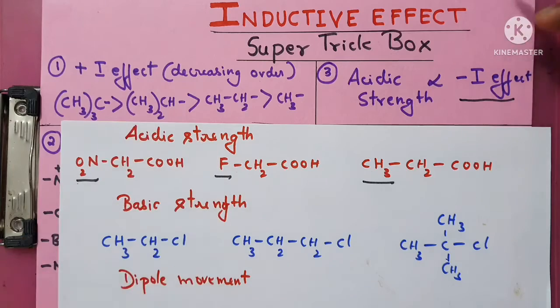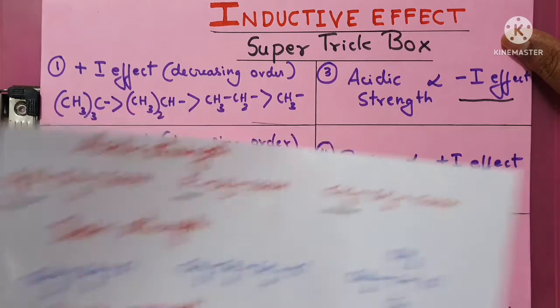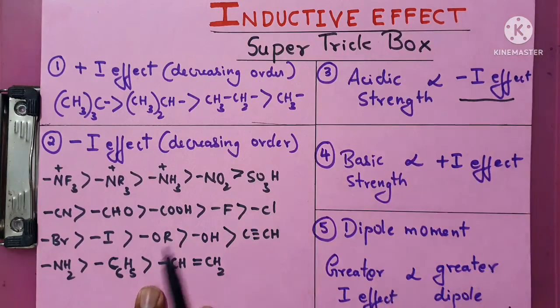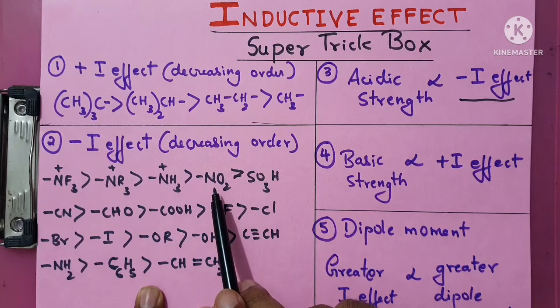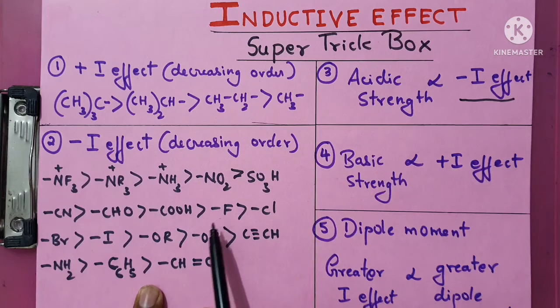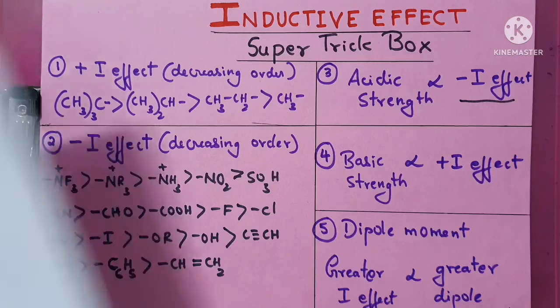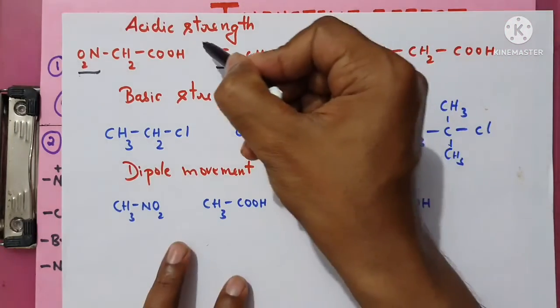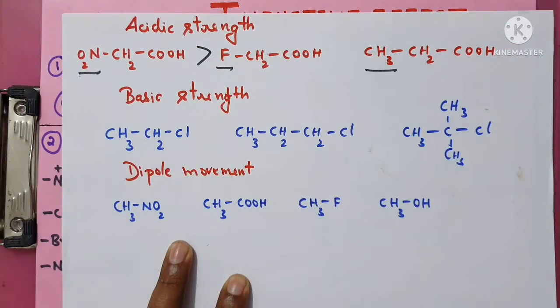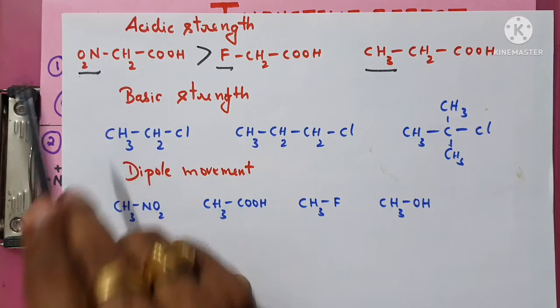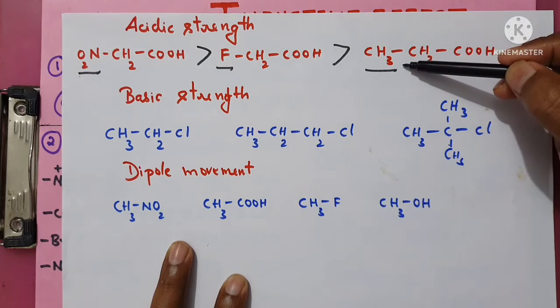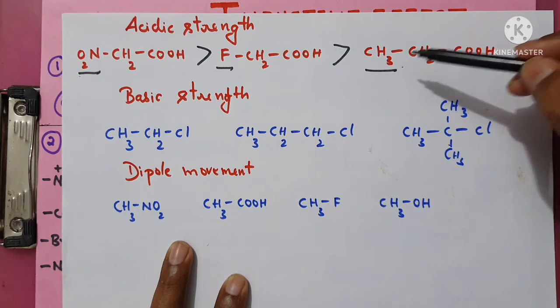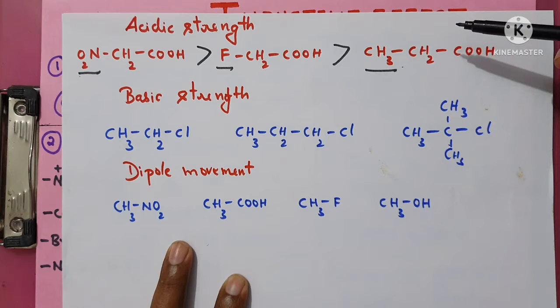Coming to the minus I effect, if you look into this chart, first comes NO2, then comes F. Therefore, NO2 will show more minus I effect than the F. Coming back to this question, you can easily understand that this will show more acidic strength because of the NO2 group. Then after that comes this one, because this is showing a plus I effect. Hope you have understood how you can easily find out which one is more acidic in nature.